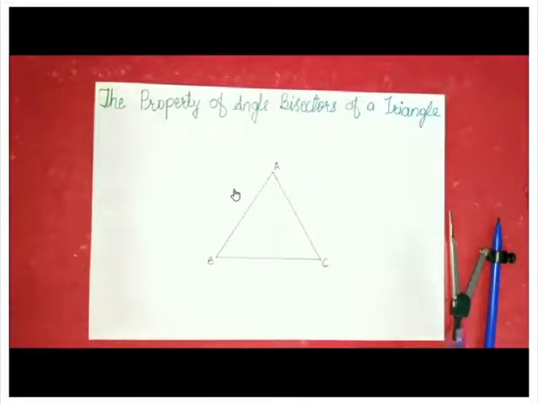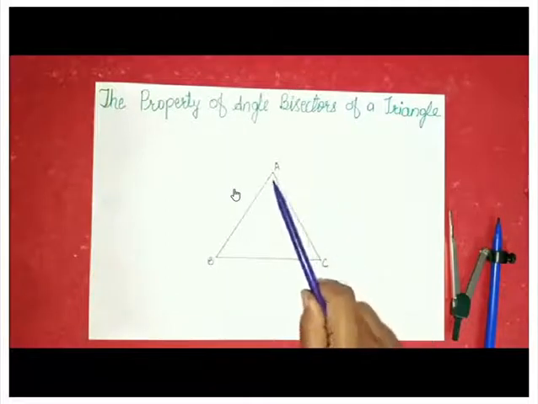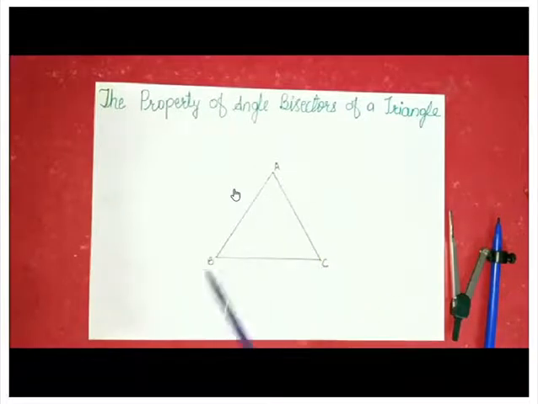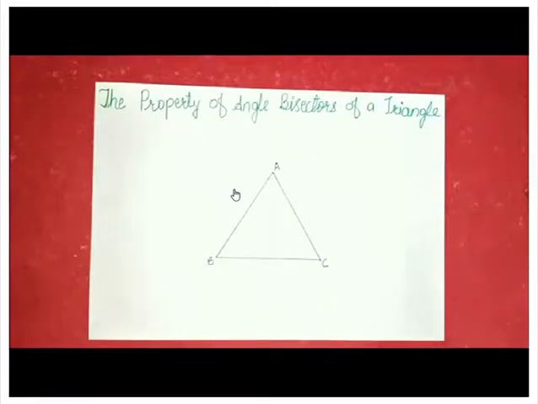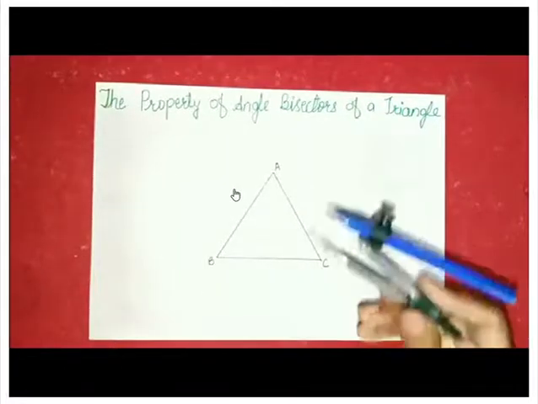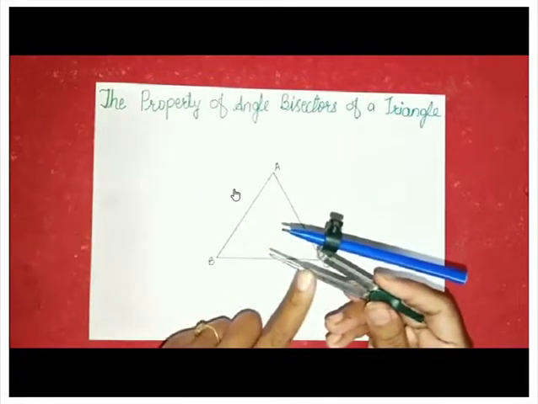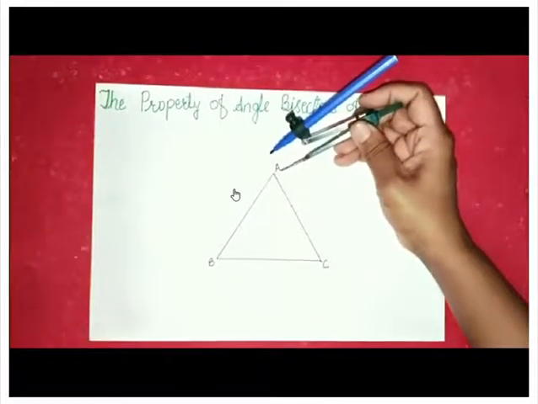Now, we will start with the construction of angle bisectors of a triangle. So children, you all be ready with your construction material and your copy. See, first of all, we will draw any acute angle triangle ABC. So, after drawing this, we will start with angle bisector of each angle of the triangle. Now, take the compass, adjust any measure. First, we will draw angle bisector of angle A.